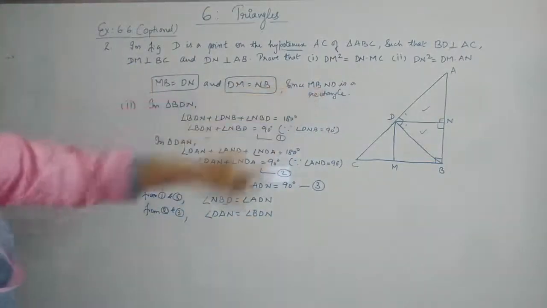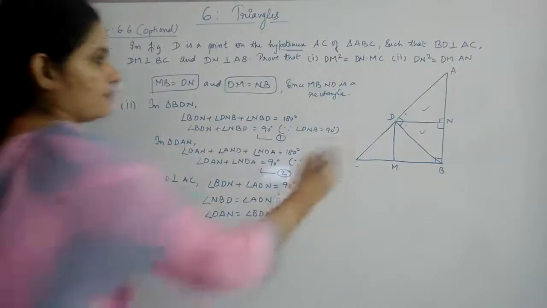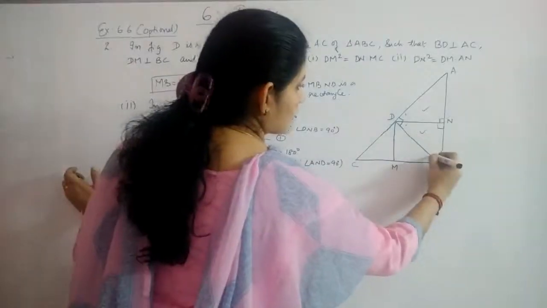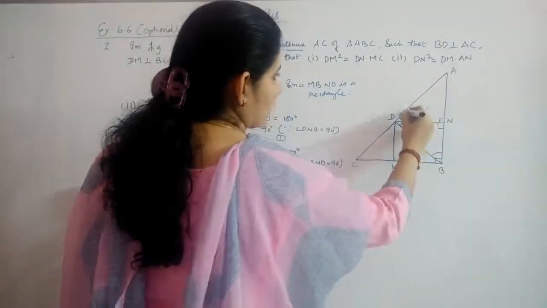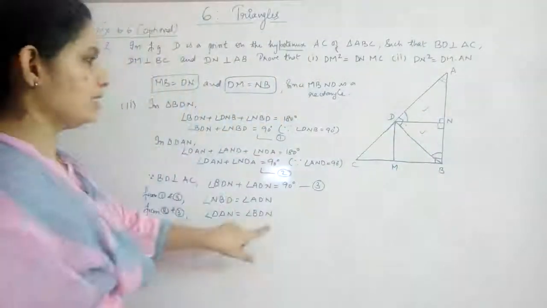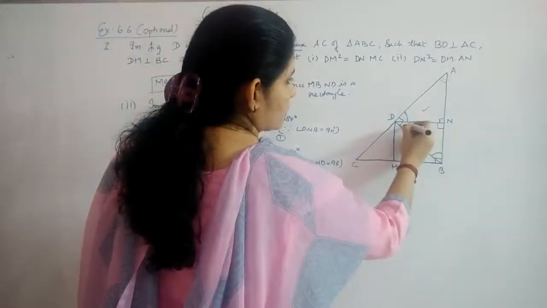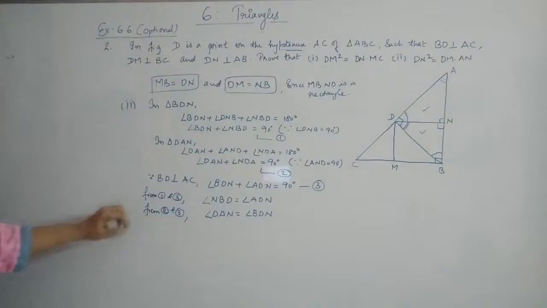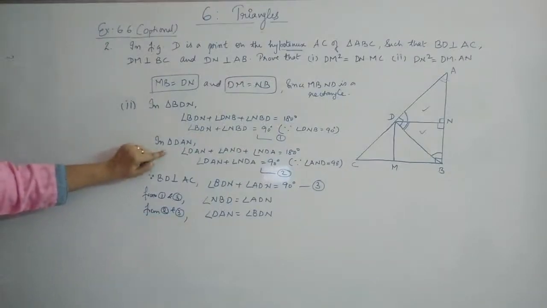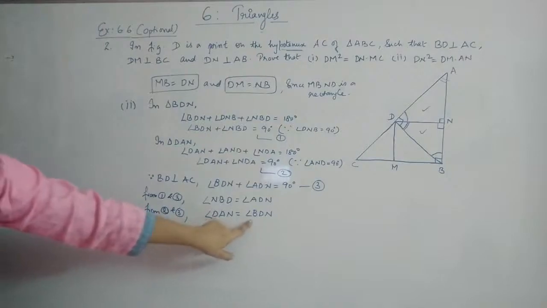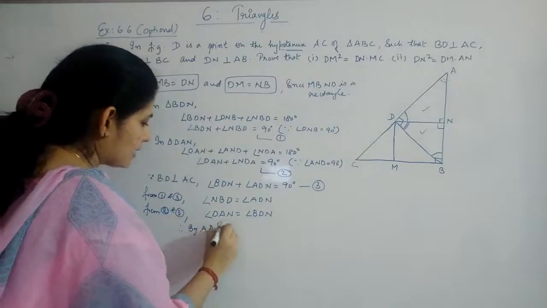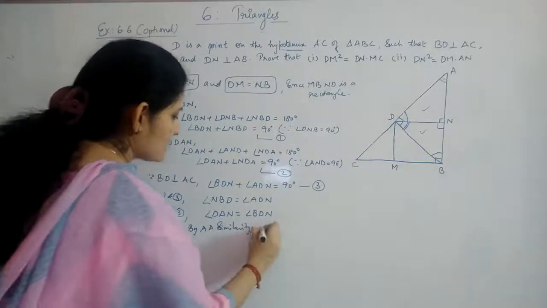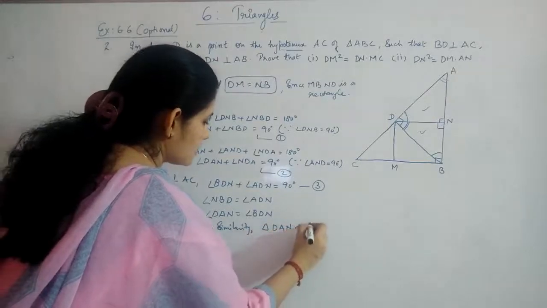That means go to the triangles. You are getting NBD, that is this angle, is equal to ADN. ADN, this one. And DAN is this one, is equal to BDN. BDN is this one. Okay. So that you can say that the triangle BDN and DAN are, you will just get from this, the two triangles are similar by AA similarity. By AA similarity, triangle DAN is similar to triangle BDN.